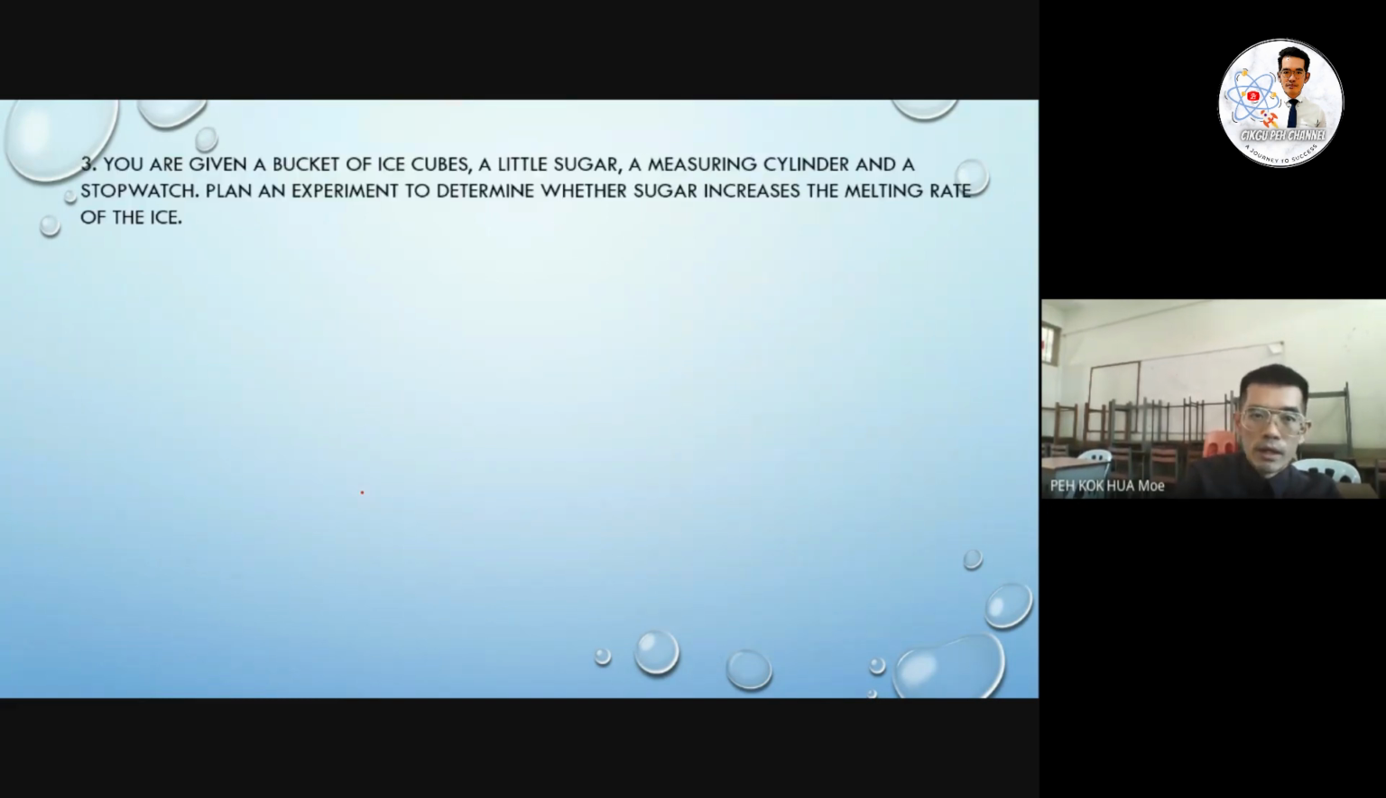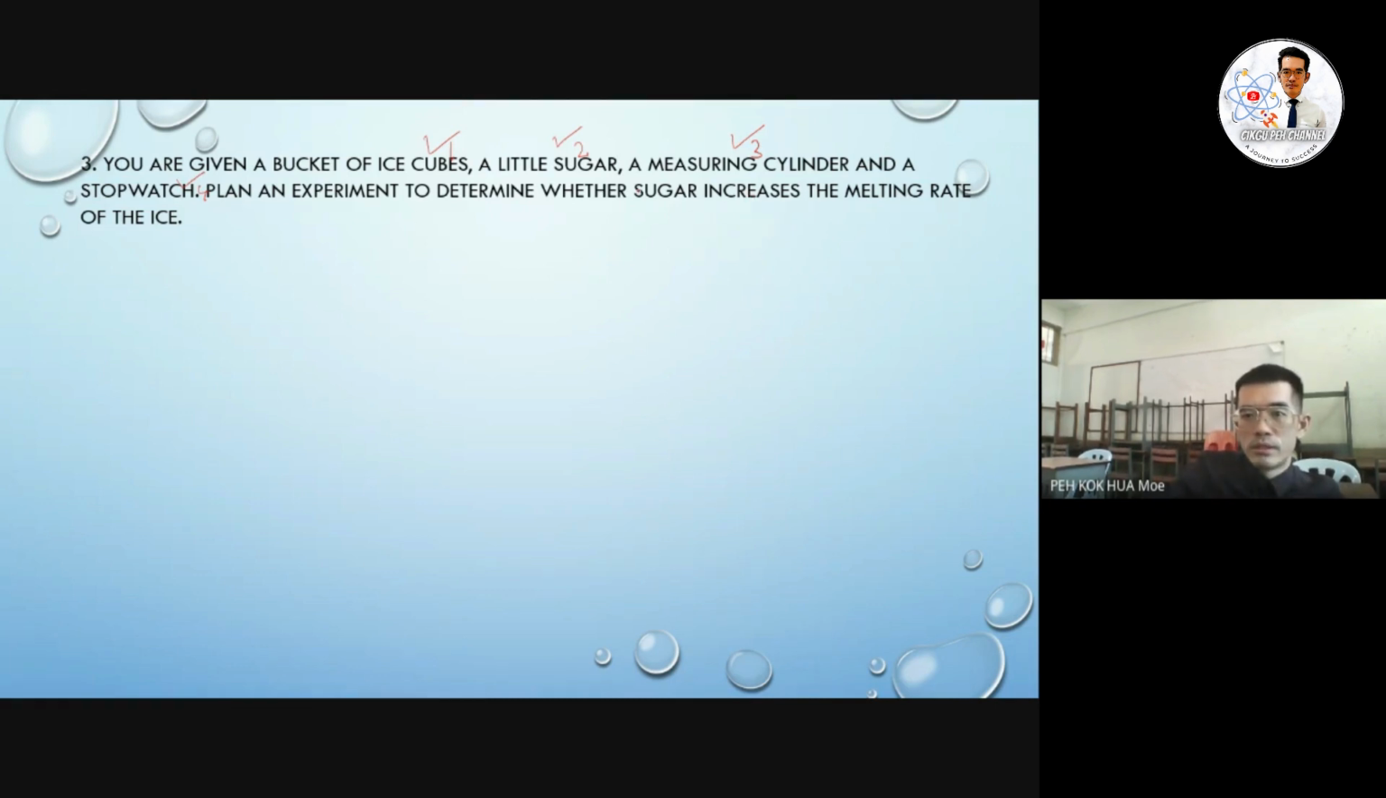Okay, so next here is actually the experiment, which asks you to plan. Here you are given a bucket of ice cubes, this is the first material, and then you have sugar, a measuring cylinder, and a stopwatch. So plan an experiment to determine whether sugar increases the melting rate of the ice.